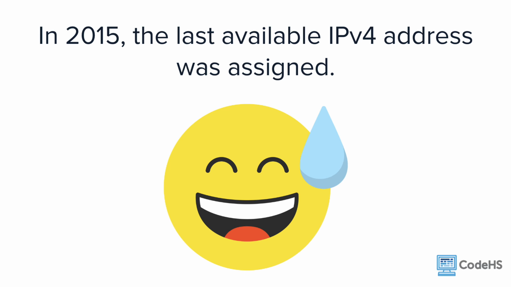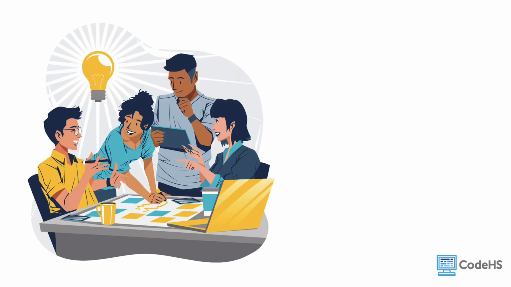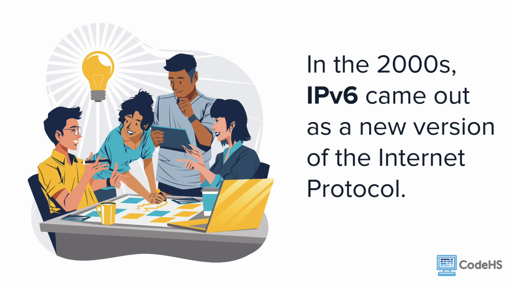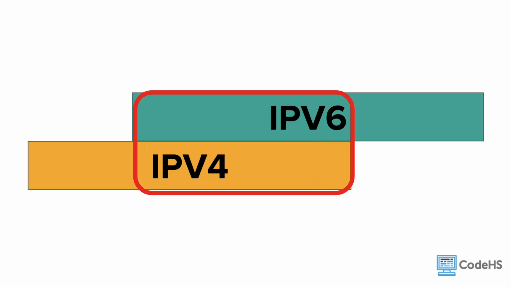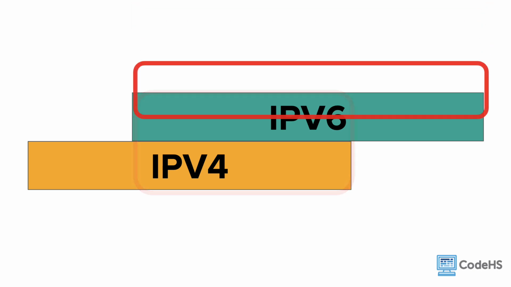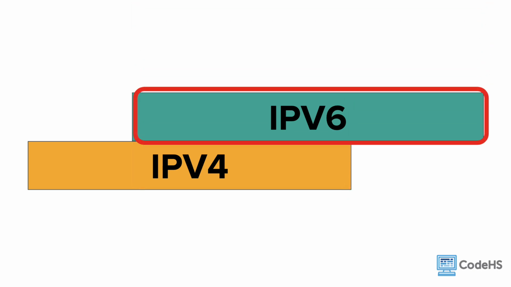So what have we been doing since then? It turns out important people behind the scenes have been working on this. And in the early 2000s, IPv6 came out as a new version of the Internet Protocol. Right now, we're in an overlap phase where the Internet uses both IPv4 and IPv6. Eventually, we'll move to just using IPv6. So how is IPv6 different than IPv4?